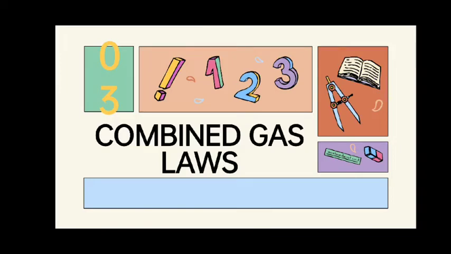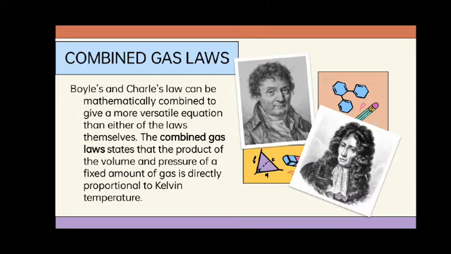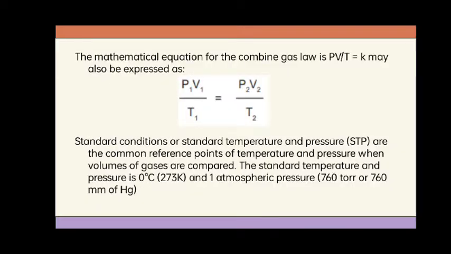So let's start with the combined gas law. Itong combined gas law is the law na combination po ni Boyle's and Charles' law. So the mathematical equation for the combined gas law is PV over T is equal to constant. It may also be expressed as the working formula, P1 V1 over T1 is equal to P2 V2 divided by T2.